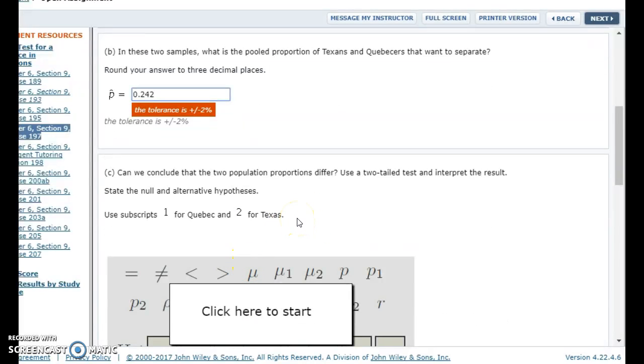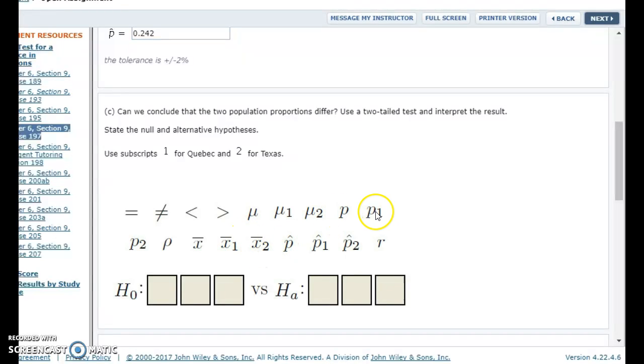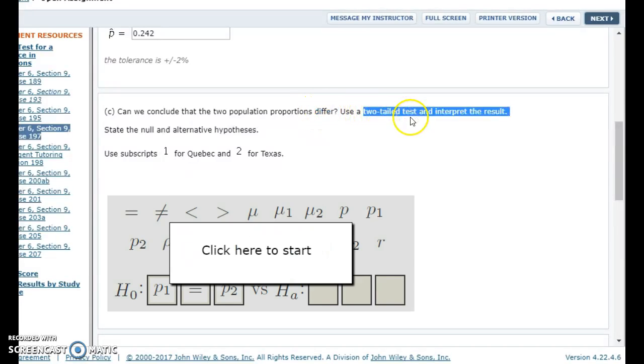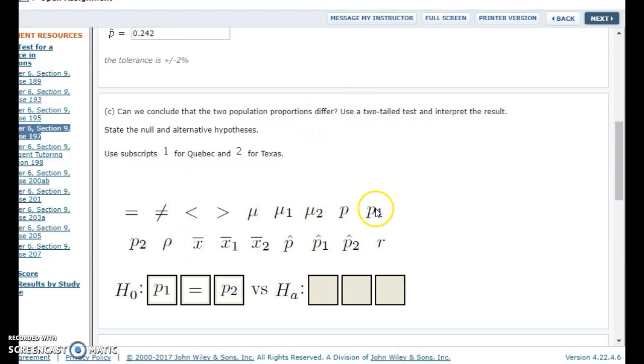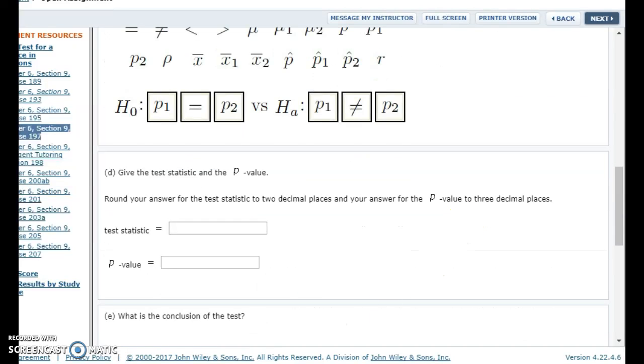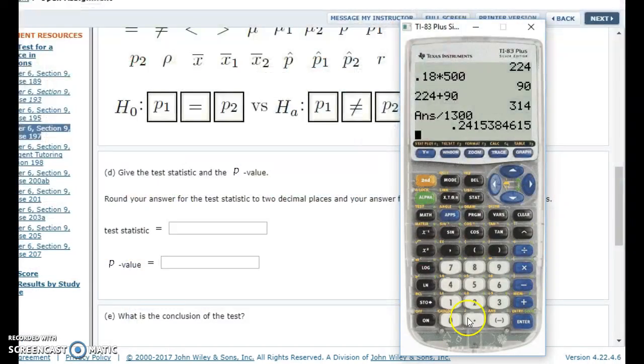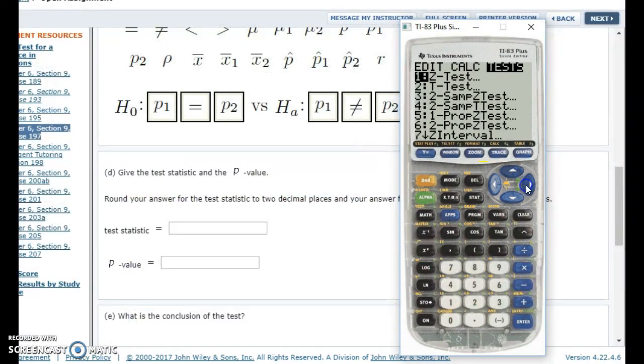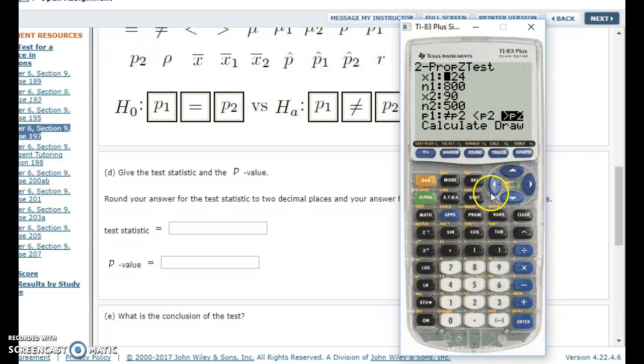Can we conclude the two proportions are different? Well, first of all, we start off saying that they are not different, that they are equal. And then when we just say differ, we're going to use a two-tailed test. So that will give us P1 and P2 not equal to each other, which is really going to help us when we get to the calculator. Go back to Stat, Test, number 6. In this case, we're testing a not equal for the alternative.